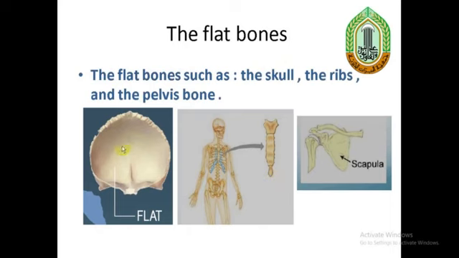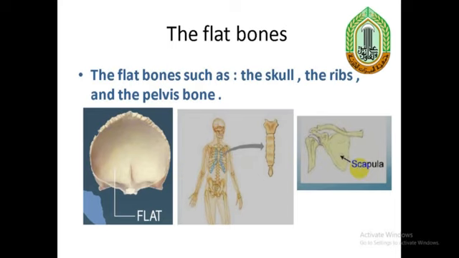The third type is the flat bones. The flat bones, like the skull bones, the bones of the ribs, the pelvis bones, and the bone of the shoulder, which is called the scapula.